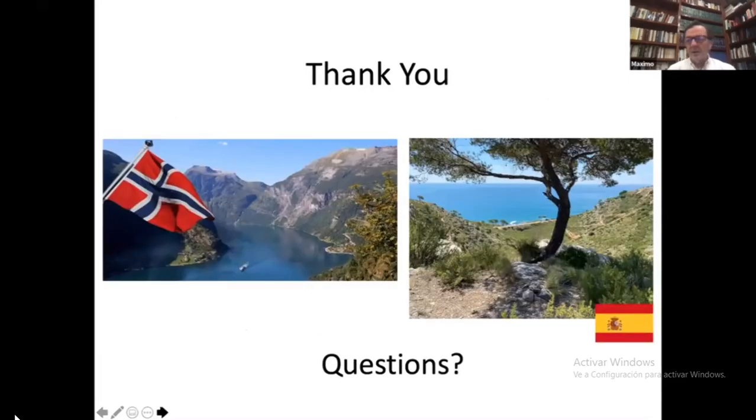And this is my part, and I would like to thank you for your attention. On the right, you have Spain, and on the left, you have Norway. You can see both have sea, but they are a little bit different in the color and in the vegetation. So thank you very much for your attention, and we look forward to your questions.